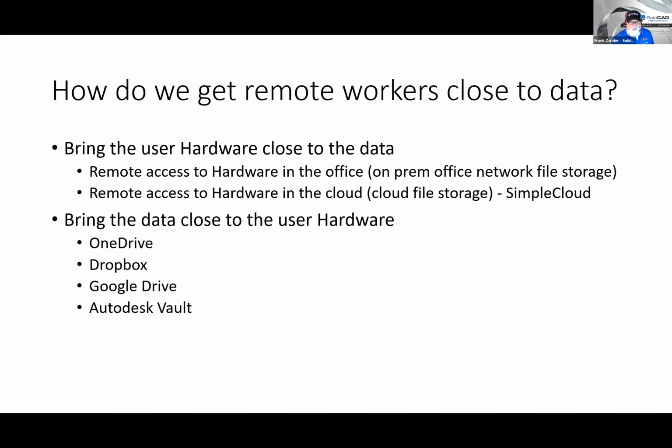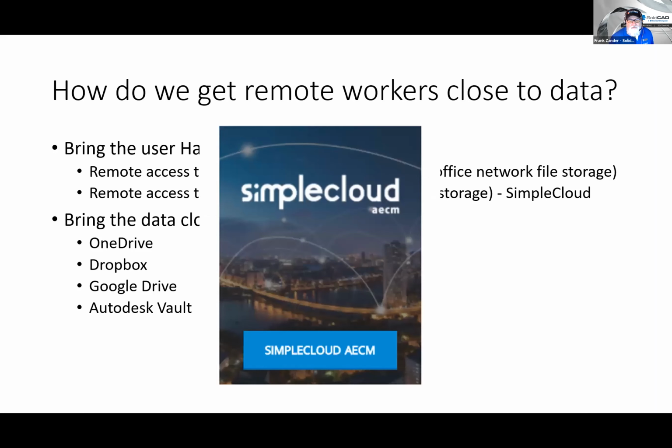The other way is what I call data slushing, and that's bringing your data closer to the hardware. That's where you use things like OneDrive, Dropbox, Google Drive, Autodesk Vault. The big problem in there is the latency, waiting for those files to arrive and synchronizing it. Autodesk Vault does a brilliant job of data replication and synchronization to get that data close to the end user's hardware. But today we're focusing on SimpleCloud because it's the solution that gets the end user high performance access to the data that lives on the SimpleCloud infrastructure and that you edit and modify.